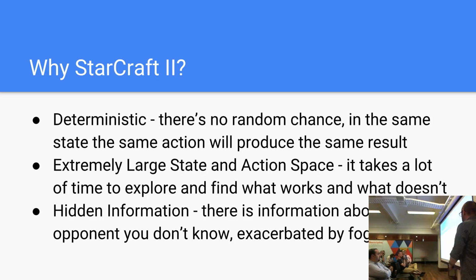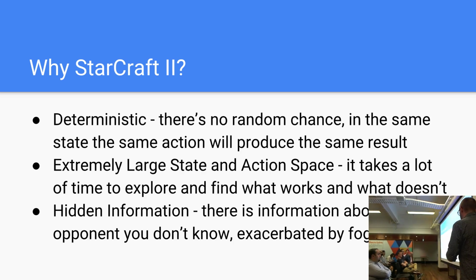There's an extremely large state and action space. And by extremely, I mean really, really, really big. So, you know, hundreds of thousands of millions of billions of possible states and actions that you can deal with. So it takes a lot of time to explore and find out what works and what doesn't. So that's why DeepMind have chosen it. They've gone, well, that's a really hard problem, why don't we tackle that?